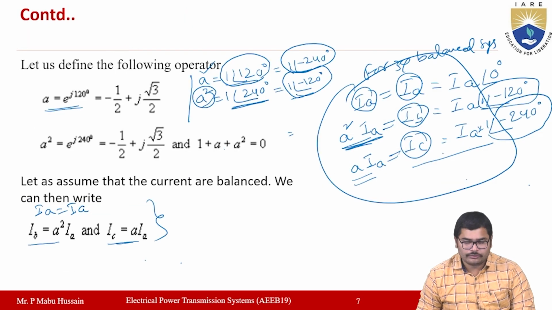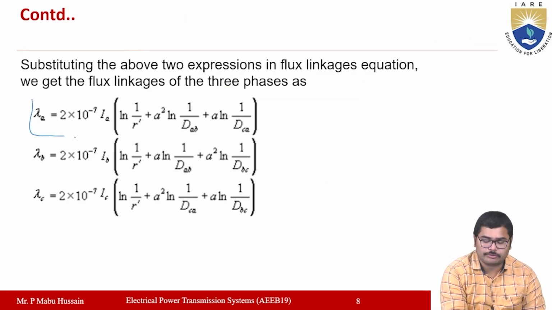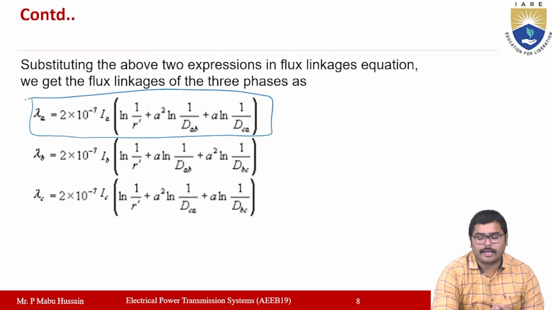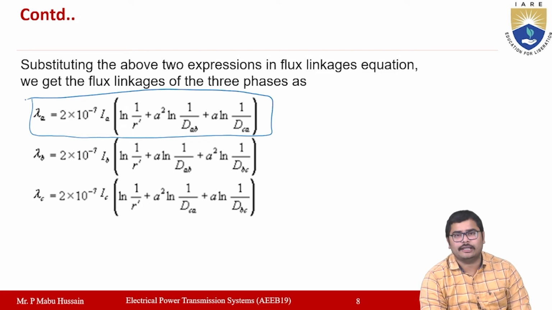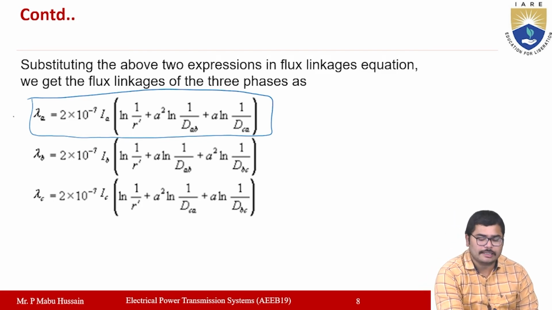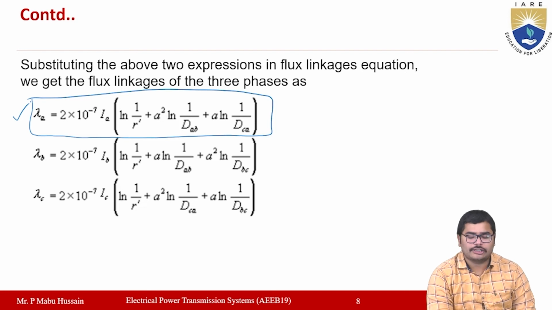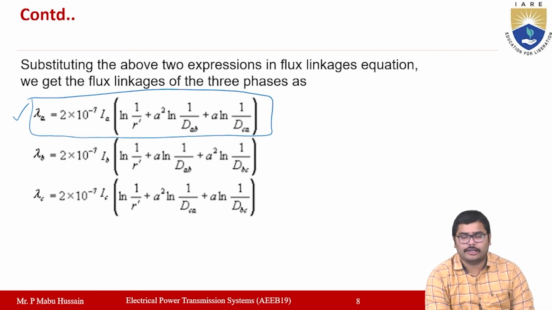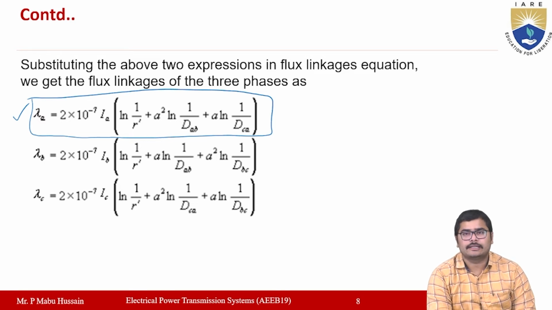So that value we are writing here. After substituting the values of IB and IC in terms of operator A, the value of flux linkage will be lambda A is equal to 2 into 10 power minus 7 IA into [ln 1 by R dash plus A square into ln 1 by DAB plus A into ln 1 by DCA].